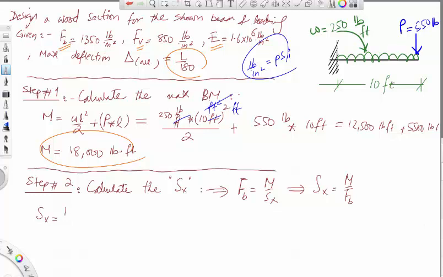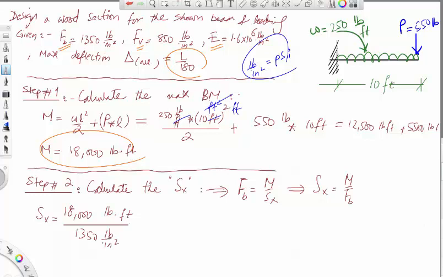So the moment is 18,000 pound foot, divided by Fb, which is given in the question as 1350 pound per inch square.